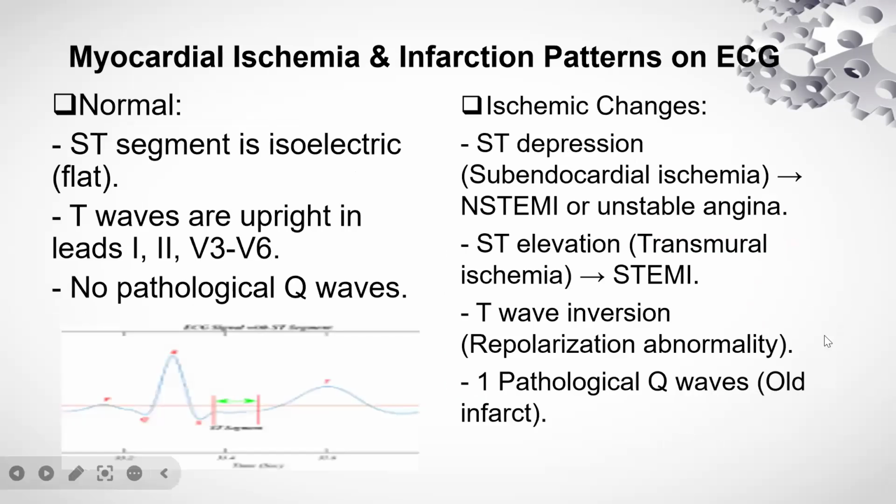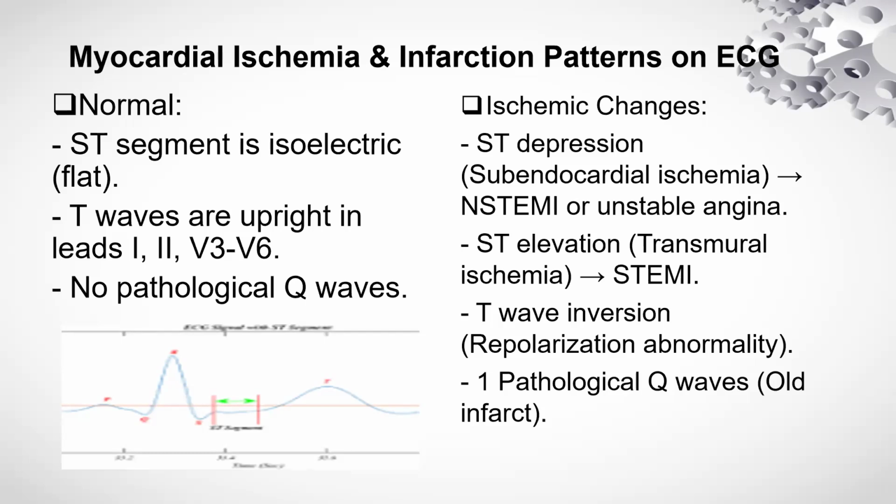So another thing that is very important is you should be able to recognize and diagnose MI. Normally, like we mentioned, the ST segment is usually isoelectric, it's flat, and the T waves are upright. But when you have depression of the ST segment, it usually shows some endocardial ischemia or your non-STEMI or stable angina.